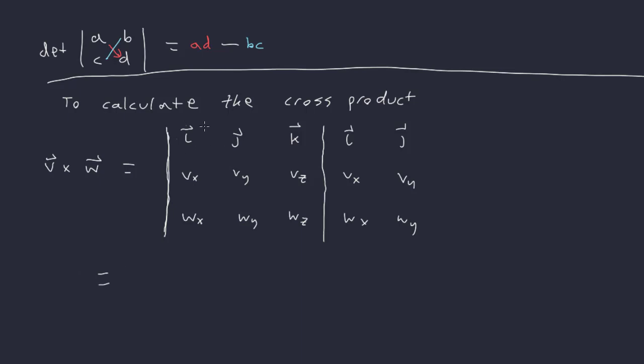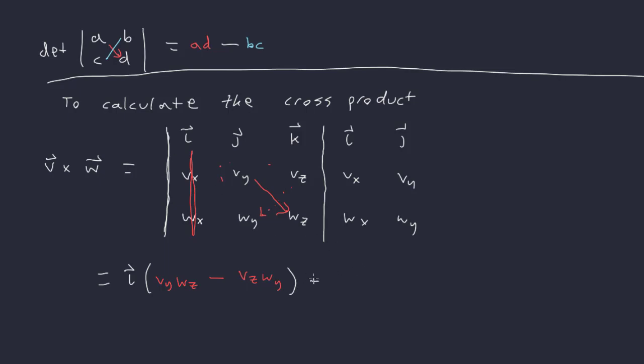I'm going to start with I, and what I'm going to do with I is completely ignore its column, and then shift over one and do the determinant in this 2x2 matrix right here. Right, we make a little box. So it's going to be Vy times Wz minus Vz Wy. Okay, so that's the I.